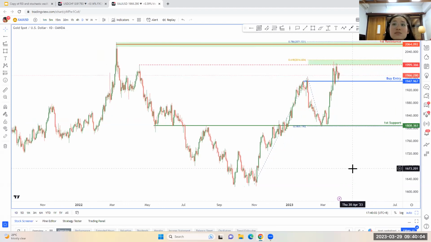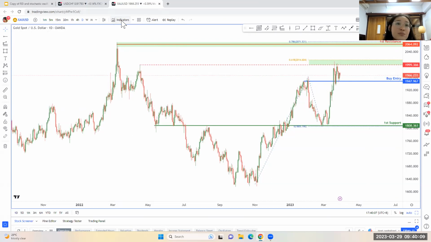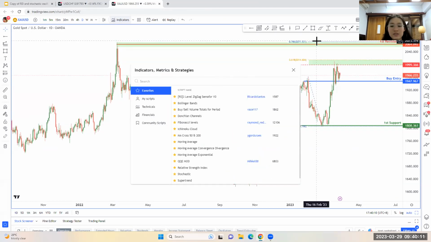Okay, so now that we have our Fibonacci levels as well as the resistance and support, we can go in and look for our indicators.